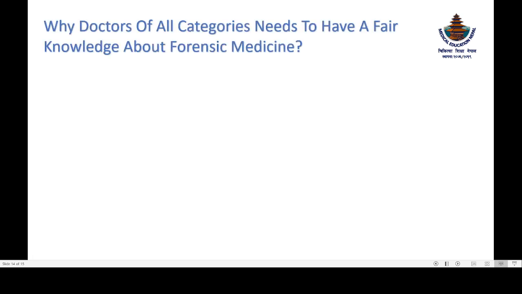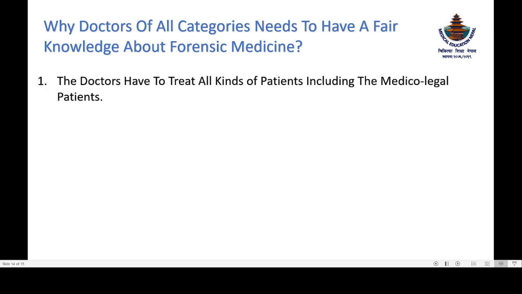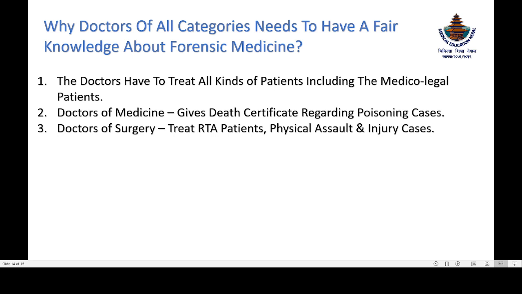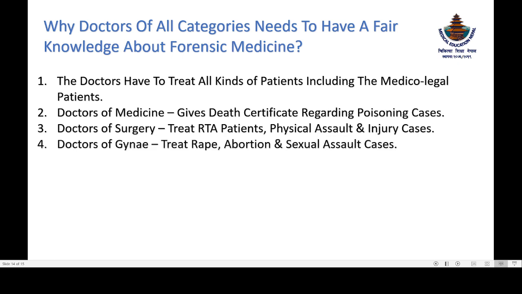Now, one of the most important questions, which is also asked in written exams: why do doctors of all categories need to have a fair knowledge about forensic medicine? It's because doctors have to treat all kinds of patients, including medico-legal patients. For example, doctors of medicine have to give the death certificate in poisoning cases. Doctors of surgery have to treat road traffic accident patients, physical assaults and injury cases. Similarly, gynecologists have to treat rape cases, abortion cases, sexual assault cases, and doctors also have to give their expert opinion in the court of law.